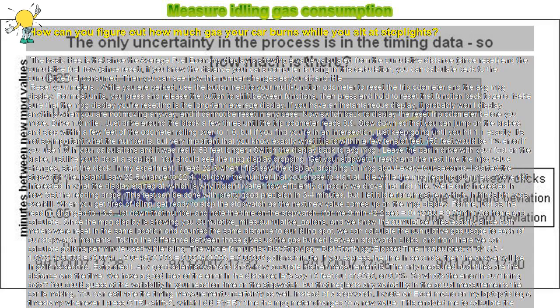Required tools: stopwatch, $20 of gas you don't mind wasting on this test, pen and paper.